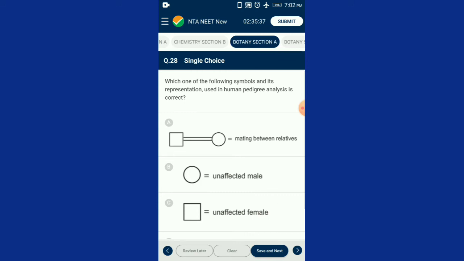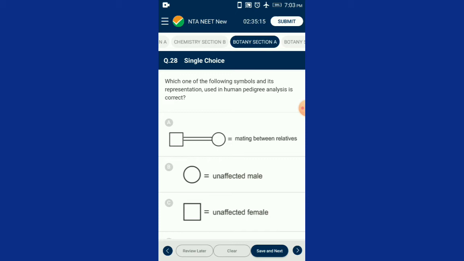Question number 28. Which one of the following symbols and its representation used in human pedigree analysis is correct? The analysis of traits in several generations of a family is called pedigree analysis. In pedigree analysis, the inheritance of a particular trait is represented in the family tree over generations.